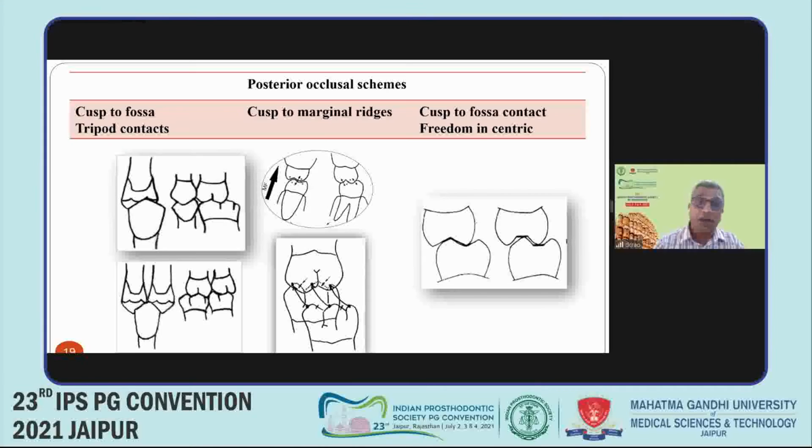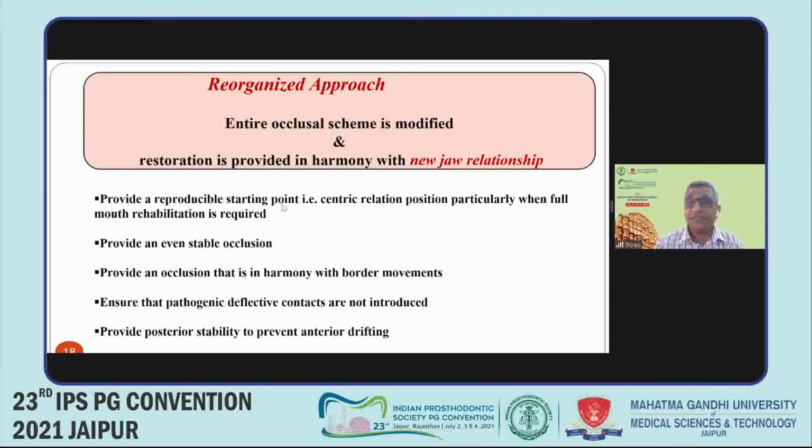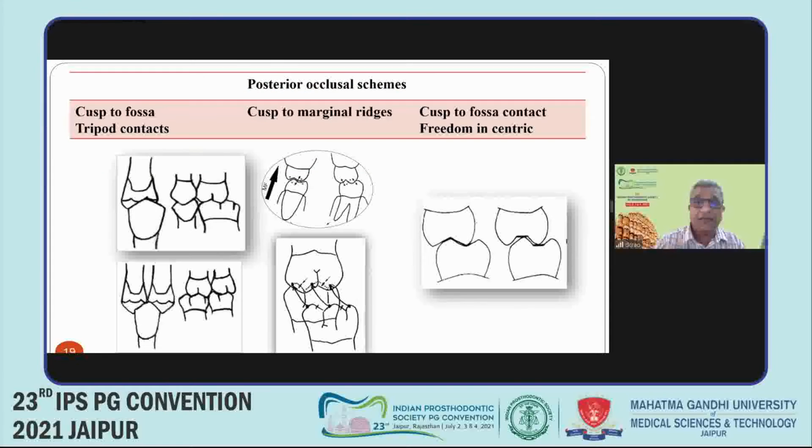So primarily, to understand what has been said by my colleague Sesha Reddy, what you exactly want in an ideal occlusion is centric relation and centric occlusion coincidence, and the force directed along the long axis. Of course, there should not be any interference, there should not be any inclined concept, and you should have harmonious contact with the system, that is, with the muscles and the joints, whether you go with a confirmatory approach or a reorganized approach. There are posterior occlusal schemes which have already been given in this textbook.